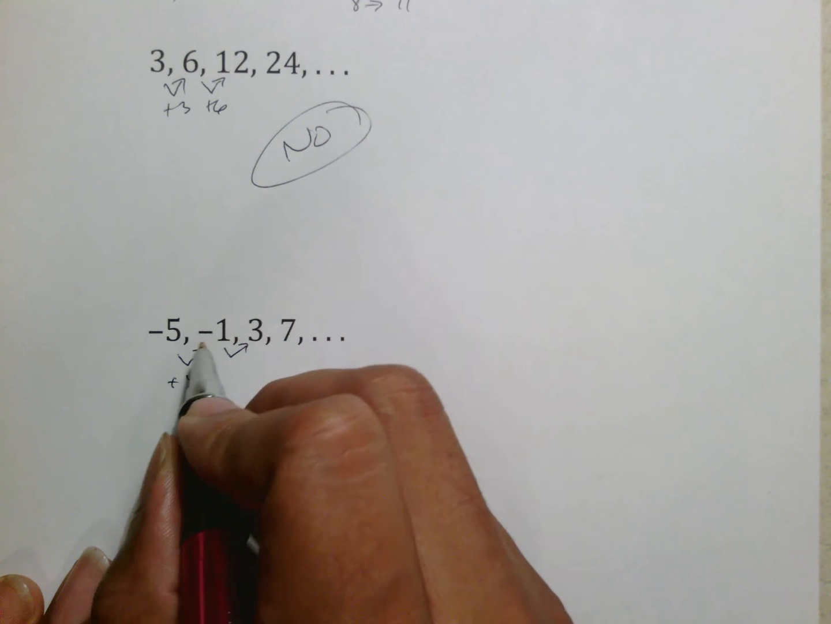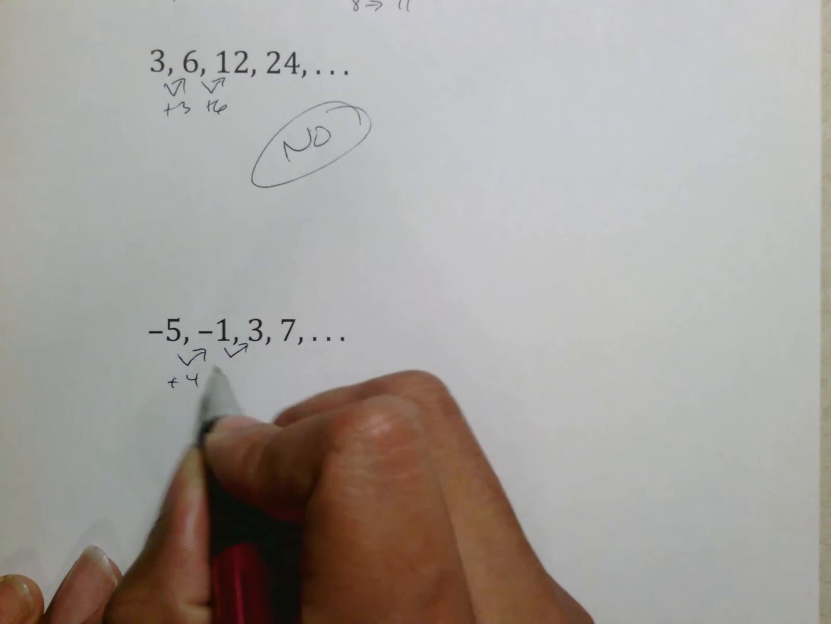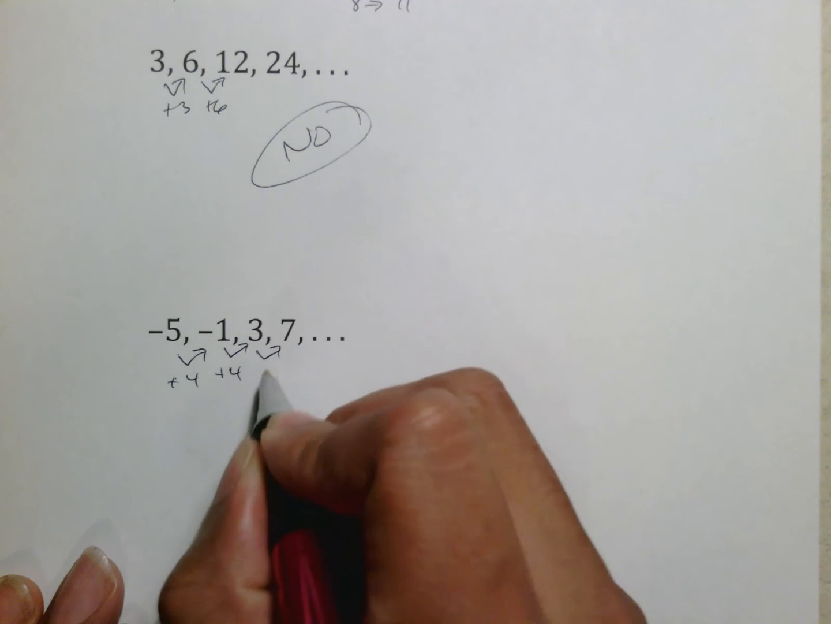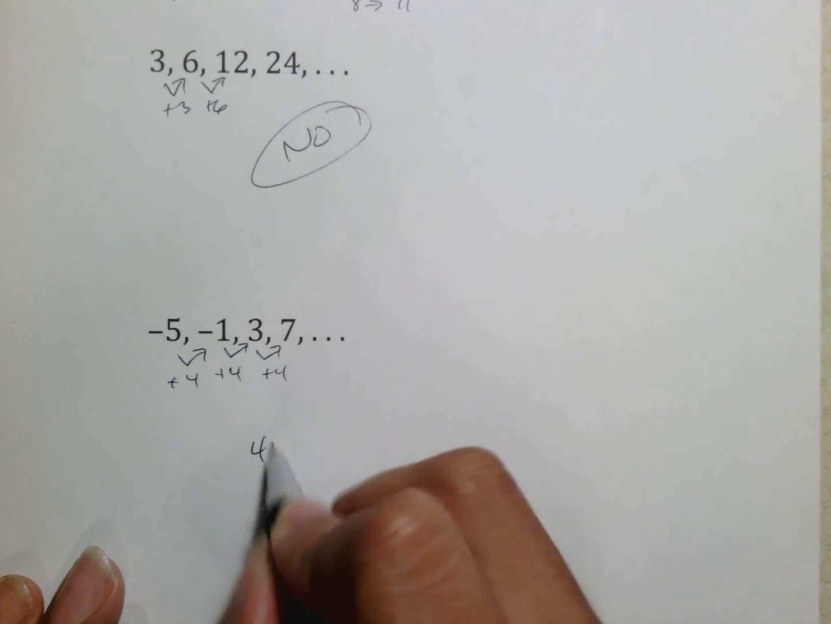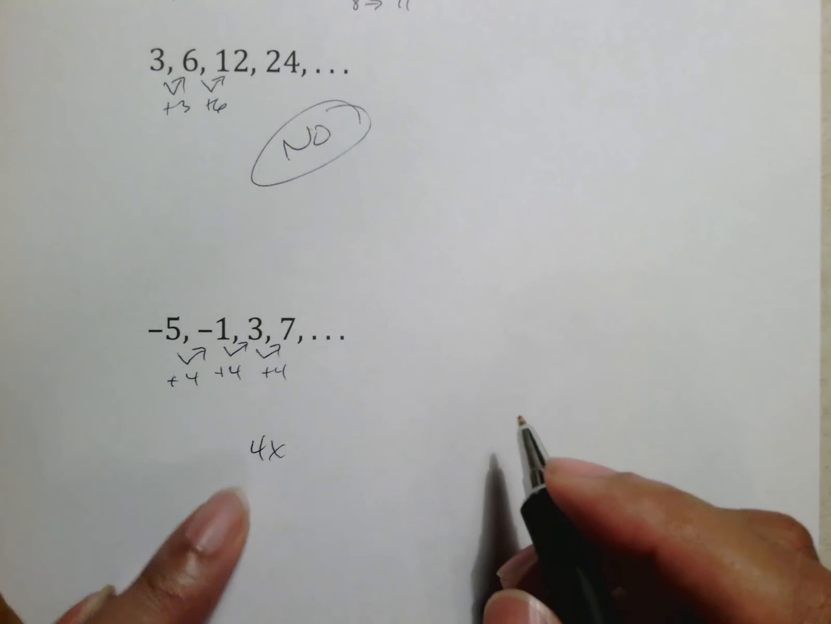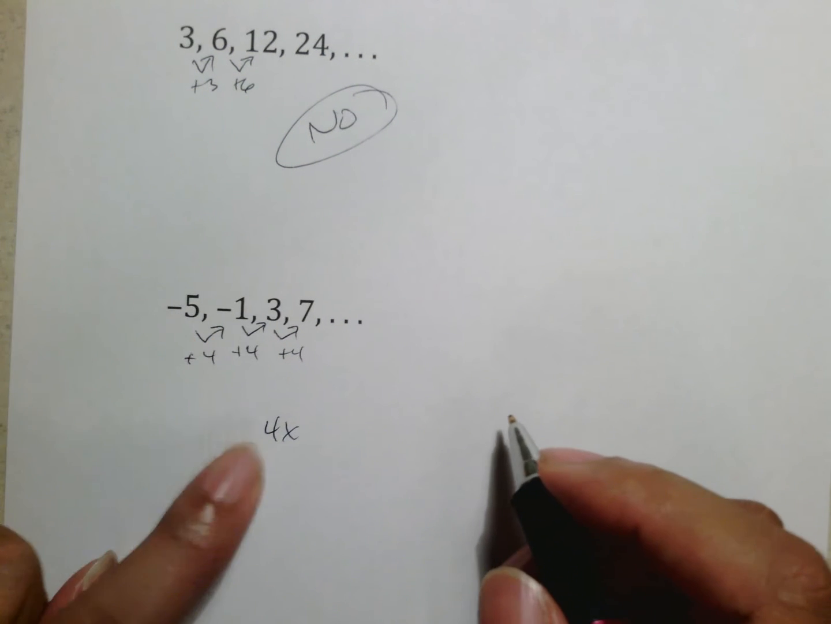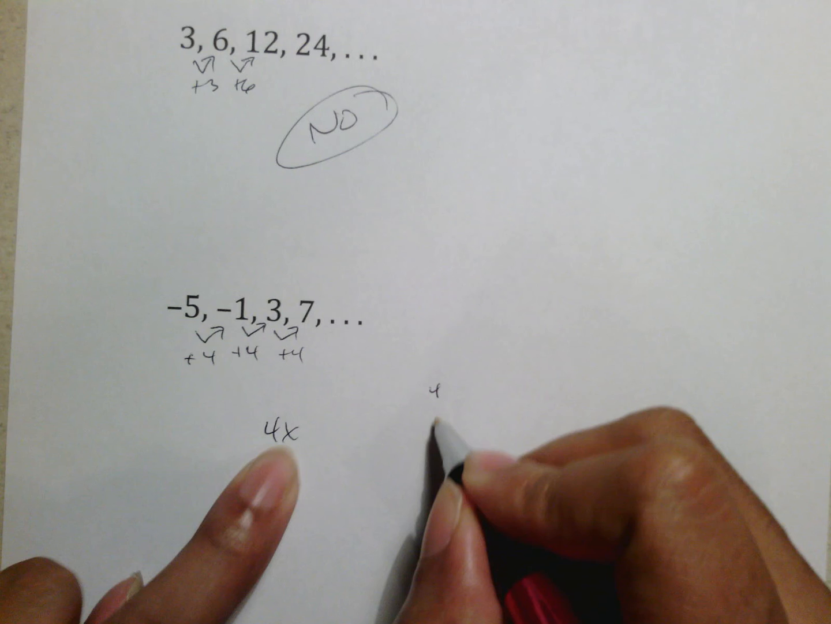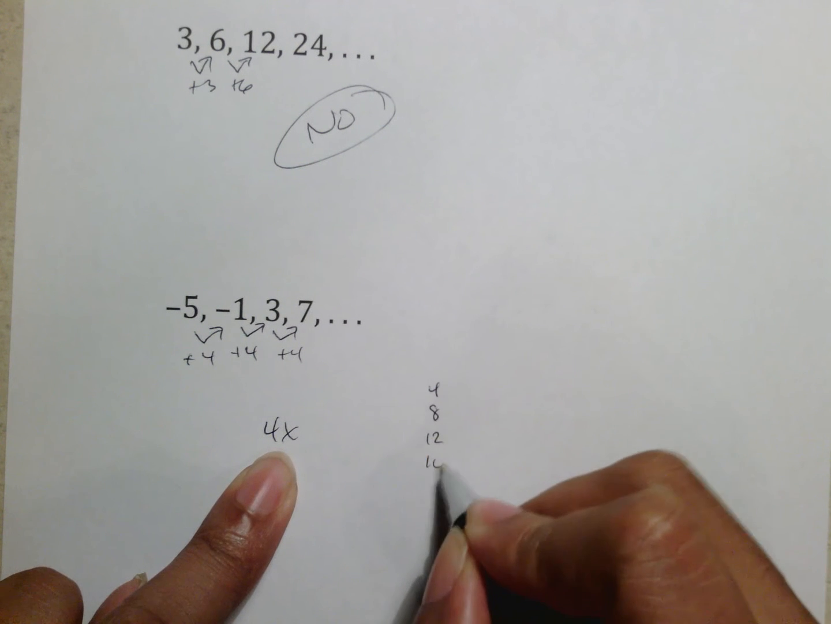From -1 to 3, 1 step takes me to 0, 3 more steps takes me to 3. Again, that's adding 4, which means that I should have a 4x base for this pattern. Then again, you want to list. This is first, second, third, and fourth. Based off of this, the first should be 4, 8, 12, 16.